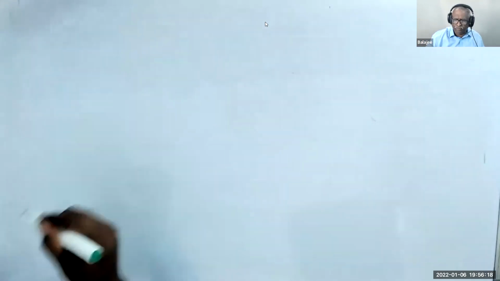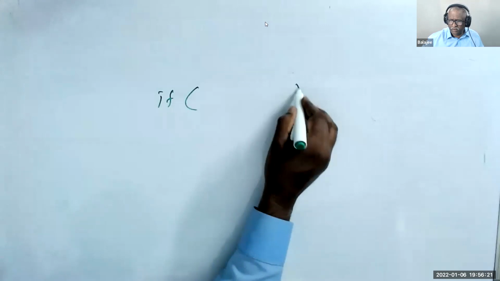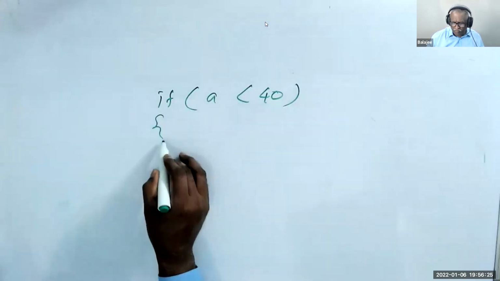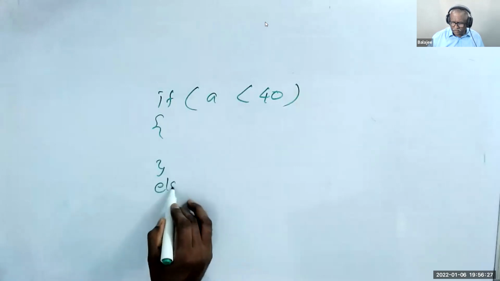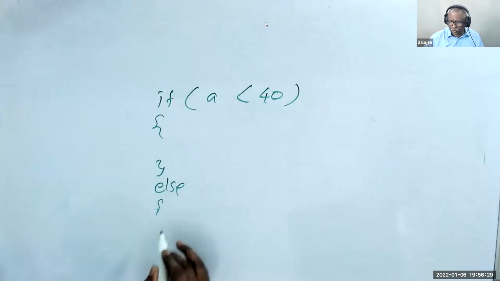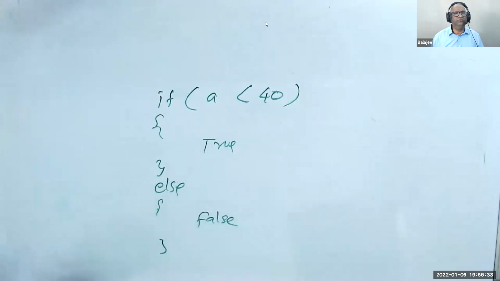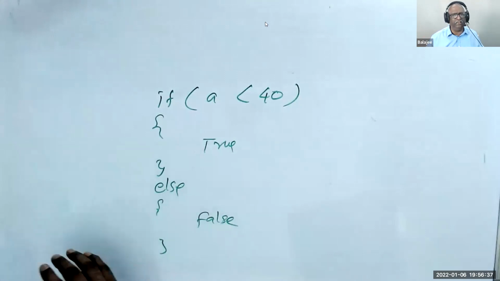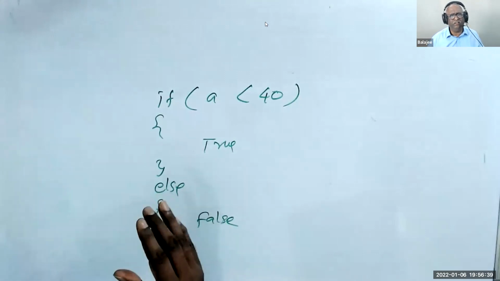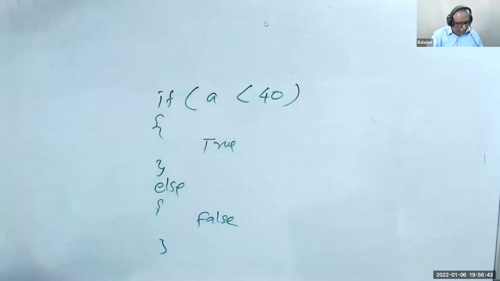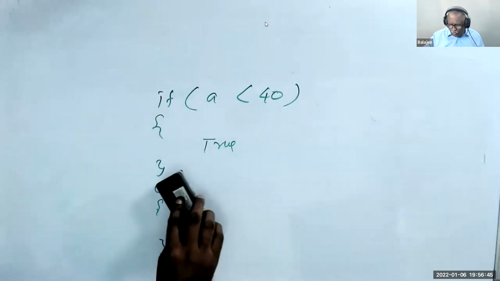I say if a less than 40, a true means it will come. Else, this is true, this is false. These are all small C rules. Go back and watch the video when you have started programming. You will get an idea. This is all just a concept. That's nothing great. Sometimes, if you don't want, you can do that also.